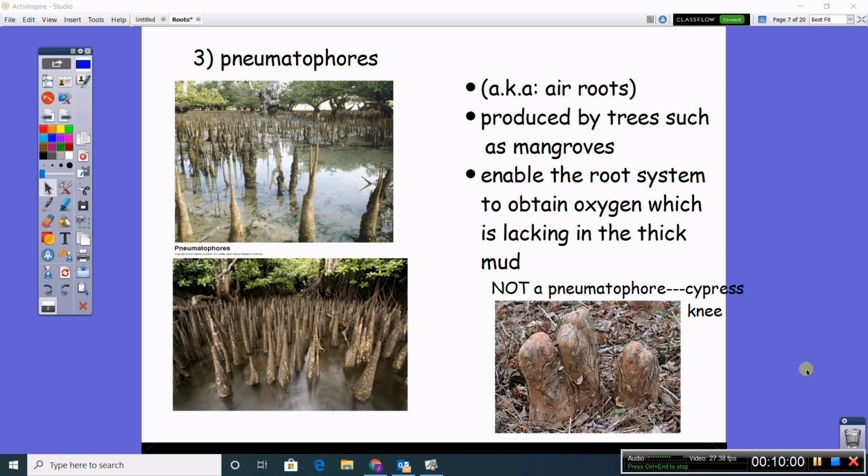So these are actually extended pieces of the roots that are coming up to get oxygen, because the mud is too thick and the oxygen can't get to the roots. Now, if you see something like this, this is not a pneumatophore. Pneumatophores generally are pointy at the top. This kind of resembles a knee, so this is called a cypress knee. This is not a pneumatophore, so don't include this in your plant portfolio.